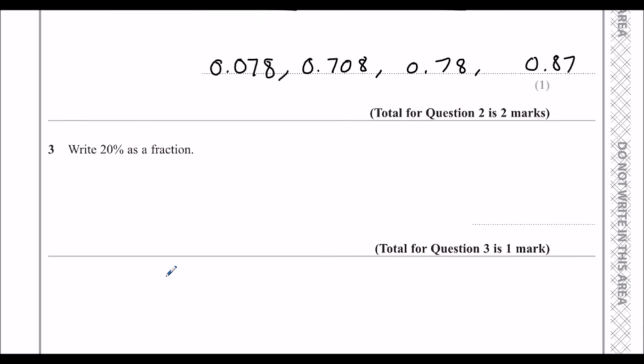Question 3. Write 20% as a fraction. So a percent is out of 100. So it's 20 out of 100. It doesn't say give your answer in the simplest form. So 20 out of 100 would be okay. If we simplified it, they're both in the 20 times table. So it'd be 1/5, 1 out of 5. So 1 times 20 and 5 times 20.